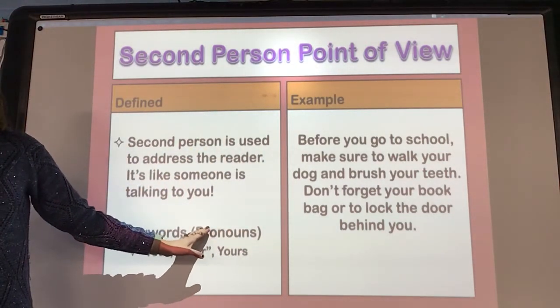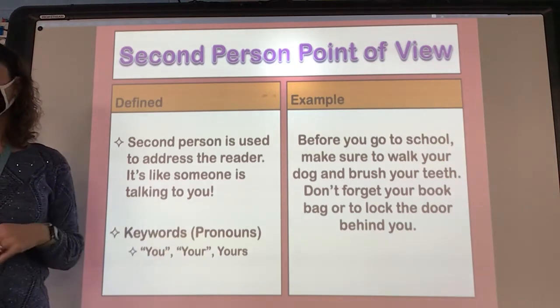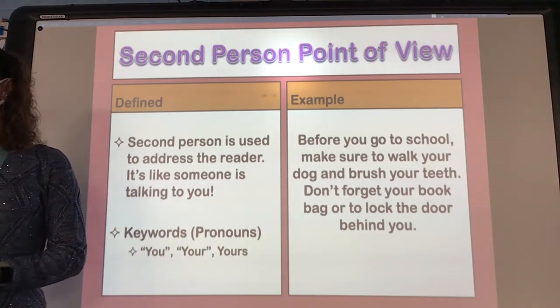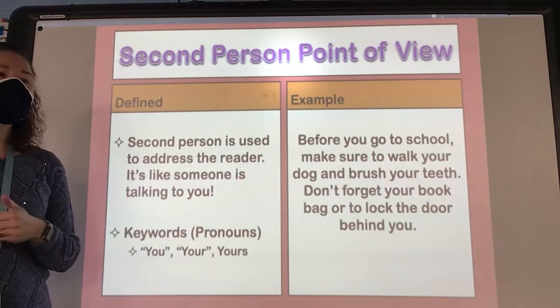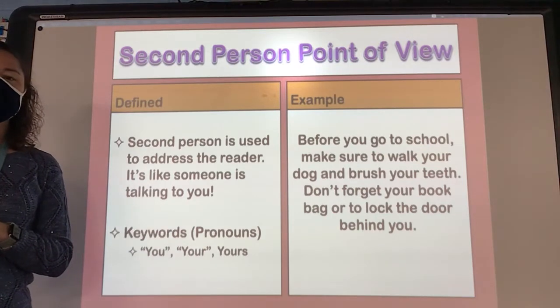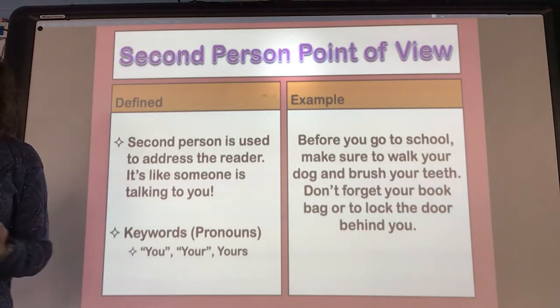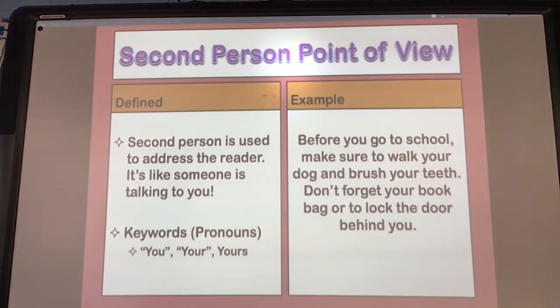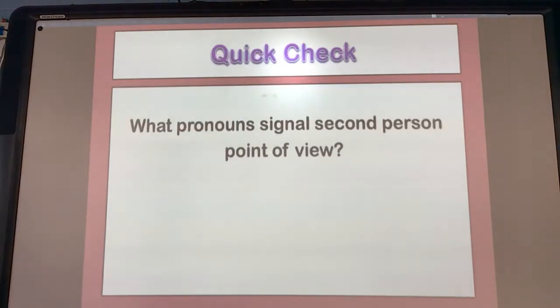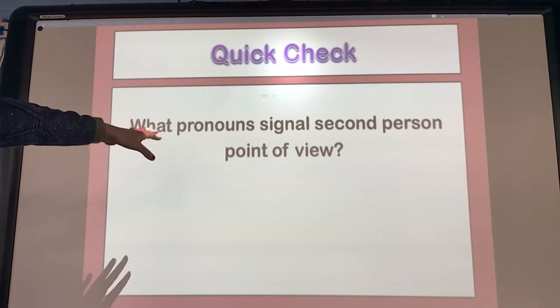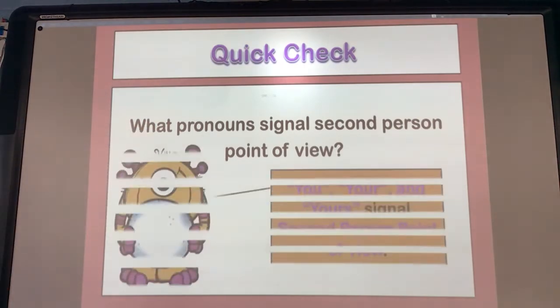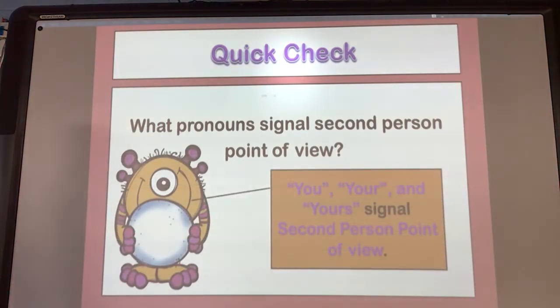Okay? So think back to some of the stories that we've read. Most of them were either first person, and a lot of them are going to be third person. So we'll focus more on first and third person as we go through these point of view lessons. But it's handy to know, handy to keep in mind. So here we have the pronouns that signal second person: you, yours, and your.